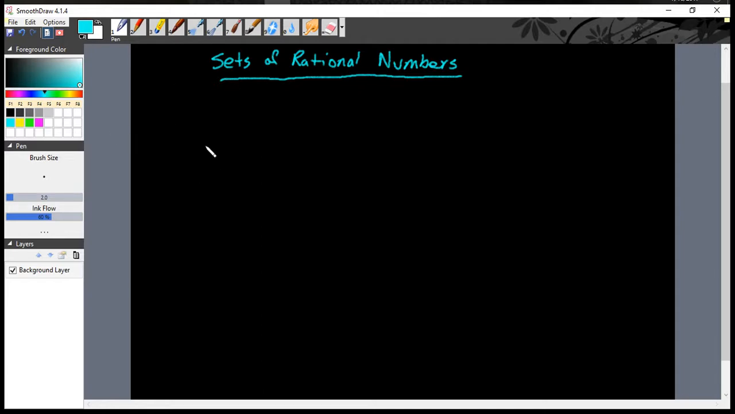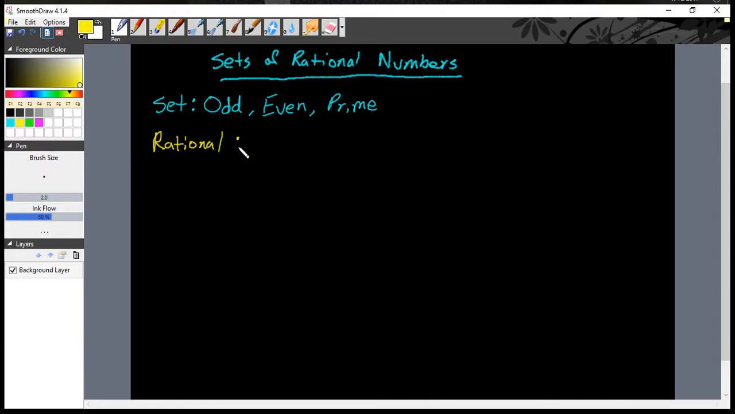Hi guys, today we're going to be talking about sets of rational numbers. So first off, what is a set? Well, a set of numbers, we already know a few. We have odd numbers, we have even numbers, we have prime numbers. These are a few sets that we already know about. Today we're going to be talking about rational numbers.